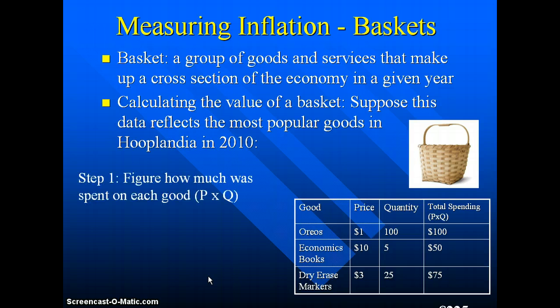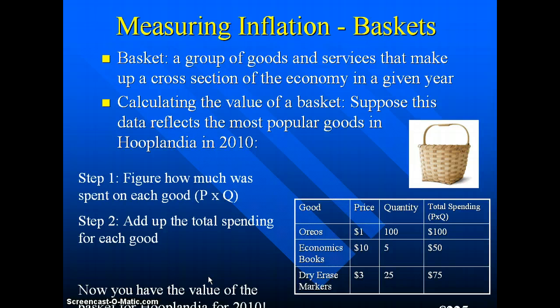All right, so here's how you figure out the value of your basket. First step, figure out how much was spent on each good, which is what we just did. $100, $50, and $75. And then step 2, add up all those together. And unfortunately, it looks like my screencast cut off the answer. You can see the very top of it at the bottom of the screen. But it's $225. 100 plus 50 plus 75. Pretty straightforward. Okay, and now we have the value of a basket for Hooplandia. Okay, so again, to calculate a basket, take the price of each good, multiply it times the quantity. That gives you how much was spent on the product, and then add those numbers all together, and that's how much your basket is worth.